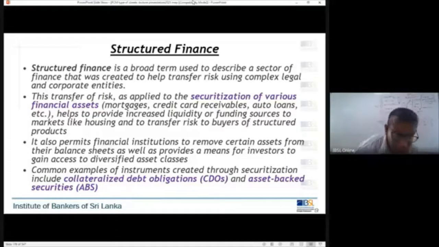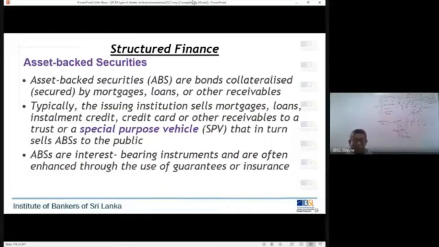Okay. Now, first, have you understood this entire structured finance project involving different types of business people? I mean, certain groups. One is the originator. Technical aspect, right? Originator. Asset-backed securities are bonds collateralized, secured by mortgages, loans, and other receivables. Typically, the issuing institution sells mortgages, right? Okay, now again, right? There are four parties. Who are the parties? Originator.